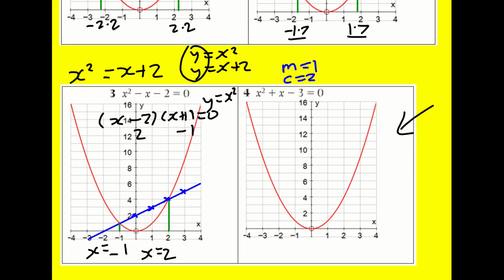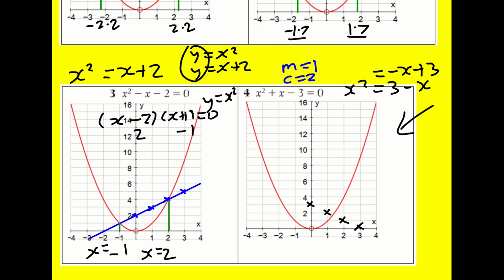If I talk about this one, I can rearrange it to x squared equals 3 minus x. Or maybe you prefer to have it as minus x plus 3. Now I've got y equals x squared, so I need to draw the line minus x plus 3. It's going to go through 3, and this time the gradient is -1. As I go along 1, I'm going to go down 1, along 1, down 1, along 1, down 1. There we go.